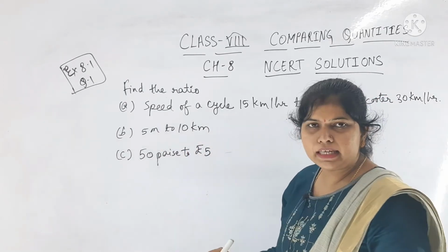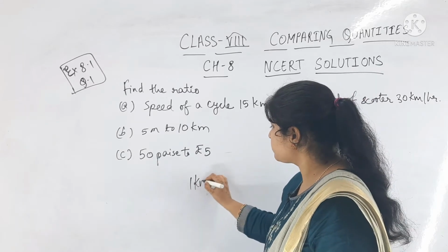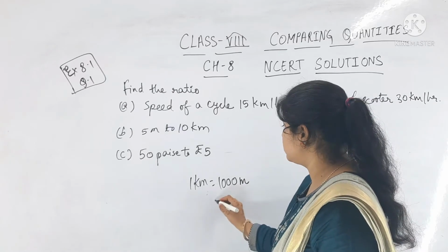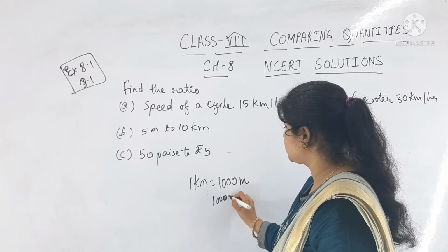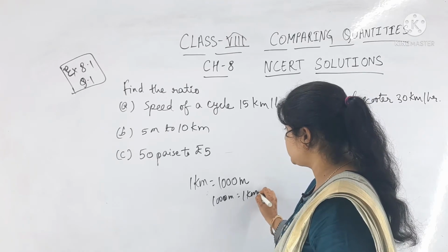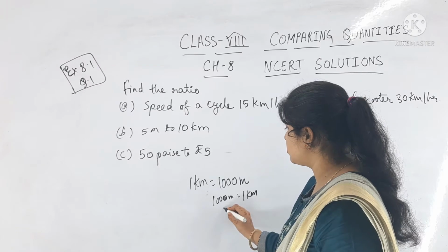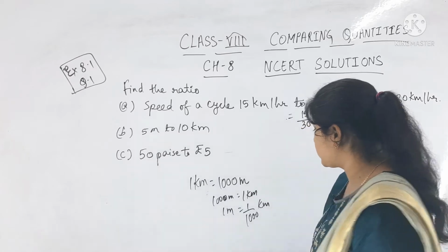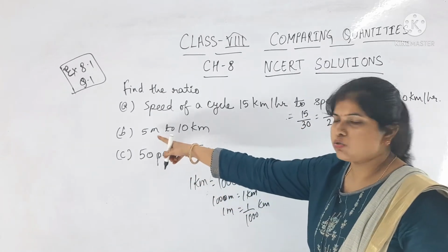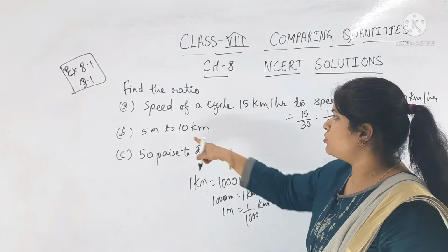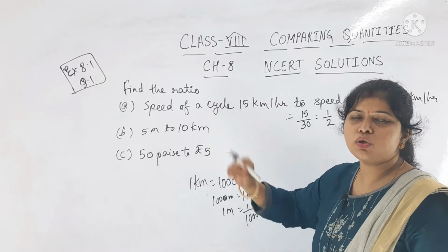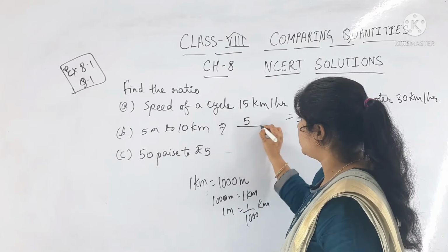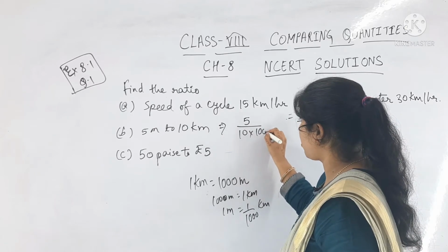Here, 5 meter to 10 kilometer. So 1 kilometer equals 1000 meter, or 1000 meter equals 1 kilometer. So 1 meter equals 1 by 1000 kilometer. If you change the meter, it will come 5 by 1000. If you change the kilometer, that is 10 kilometers, so 10 into 1000.